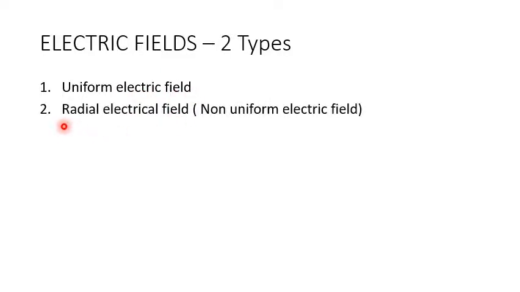Dear students, next we are going to discuss different types of electric fields. There are two types of electric field: uniform electric field and radial electric field, which is also called non-uniform electric field. We will be discussing uniform electric field in detail in this lesson, and radial electric field will be discussed later in lesson 3.